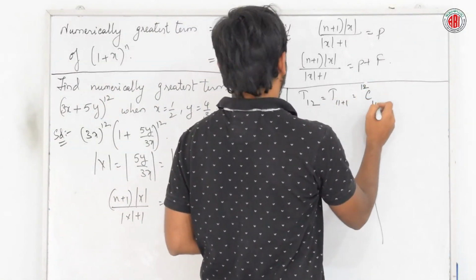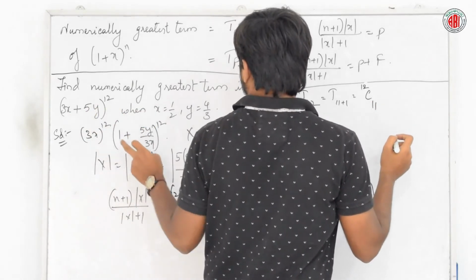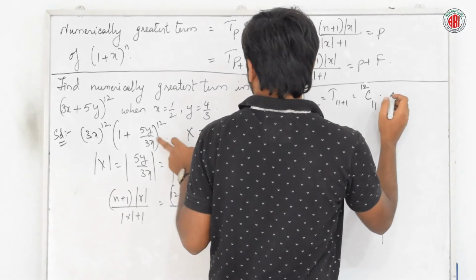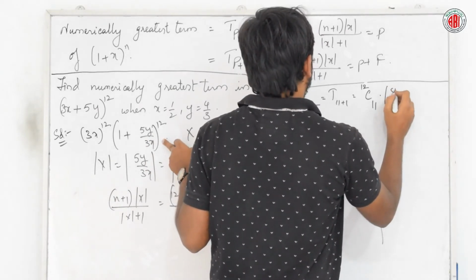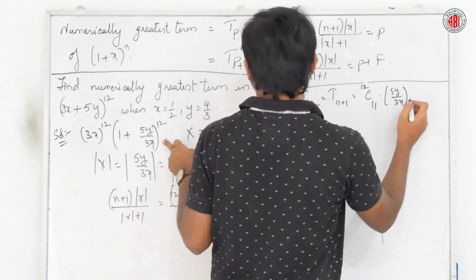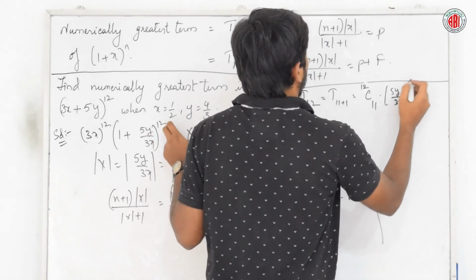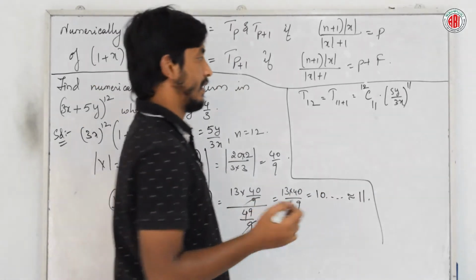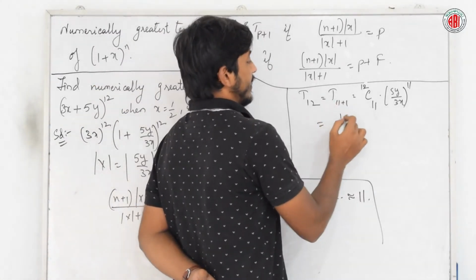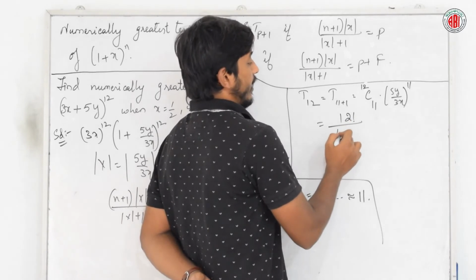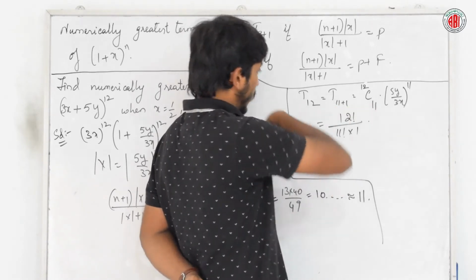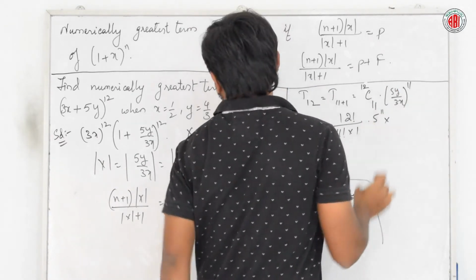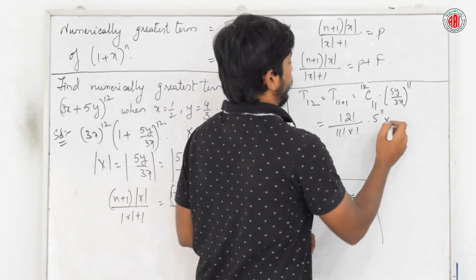12 C r, there is no x, let me put it 1 power something into y, 5y by 3x whole power r. What is r? 11. If you want to simplify also, it's possible. What is 12 C 11? 12 factorial by 11 factorial into 1 factorial into 5 power 11 into y. What is y? 4 by 3.